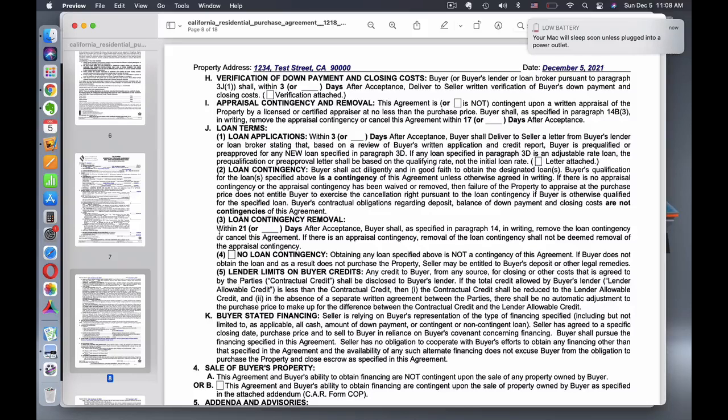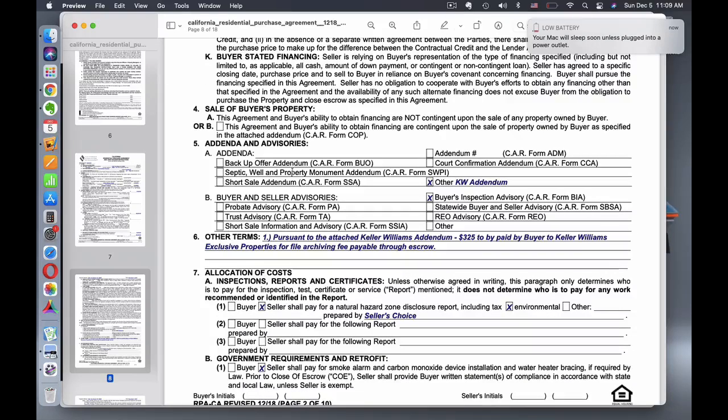And then below it just says, after acceptance, buyer has the time specified in paragraph 14 in writing to remove the loan contingency or cancel this agreement. That's 21 days. If there's an appraisal contingency, removal of the loan contingency shall not be deemed removal of the appraisal contingency. If you're selling a property, then this box is going to be checked, and it's going to make this whole purchase contingent on you selling your other property, or selling your property, I should say.